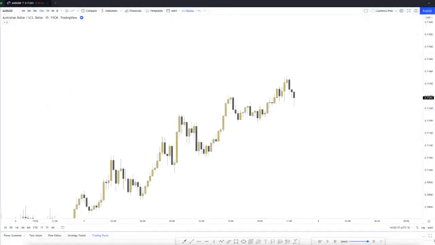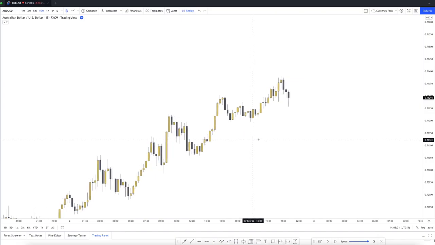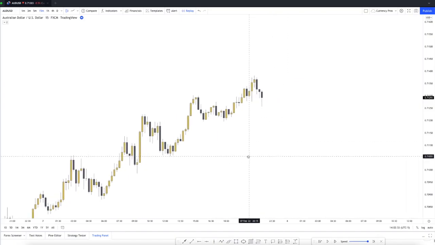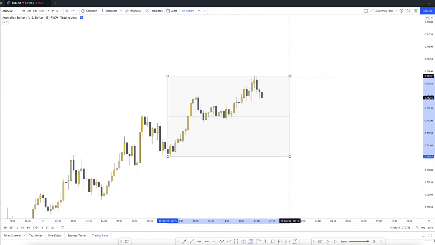So now we're taking a look at AUD USD, Australian dollar versus US dollar. Now we're currently on the 15-minute time frame, and there's some recent price action here that I'd like to go over as well to demonstrate the premium versus discount pricing concept. So what do we have here? Our bullish leg as of now would be from this extreme low to this extreme high.